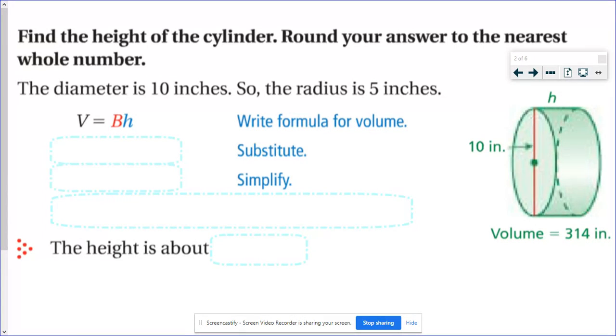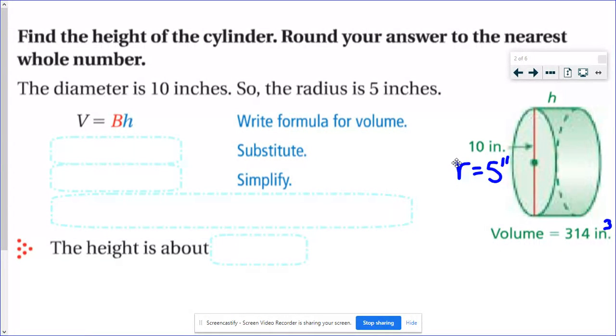One issue with this is that they're telling me the diameter. So I need to know that the radius of this is only half of the diameter, which is going to be 5 inches. And I know my volume, I think the cubic got cut off on my screen a little bit there. That should be 314 cubic inches.